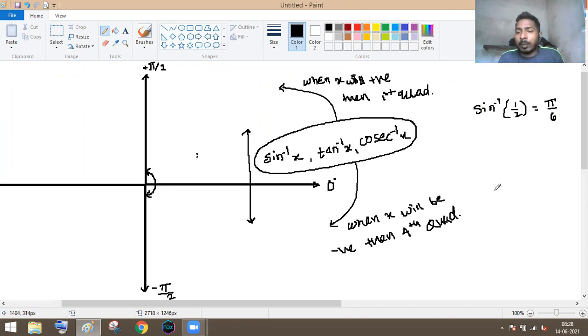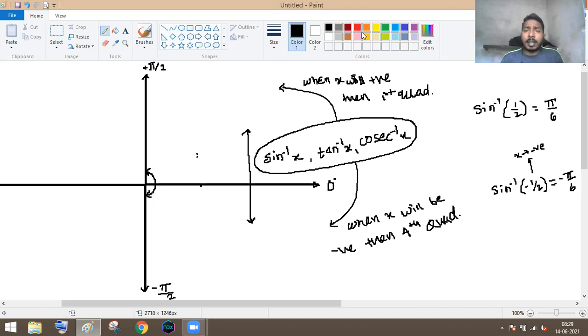But if I ask you what will be the value of sine inverse minus half, in that case x is negative. For that negative x, we have to look at the fourth quadrant. In the fourth quadrant, the angle belongs from where to where? From 0 to minus pi by 2. Means the answer will be minus pi by 6.